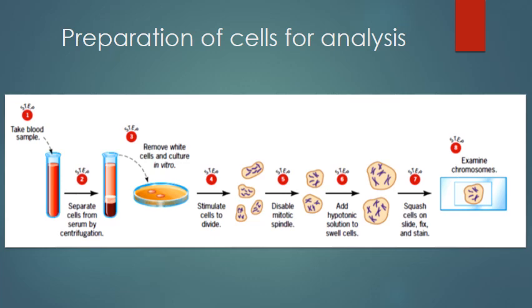Mitotically arrested cells are then swollen by immersion in a hypotonic solution that causes the cells to take up water by osmosis. The contents of each cell are diluted by the additional water, so that when the cells are squashed on a microscope slide, the chromosomes are spread out in an uncluttered fashion. This technique greatly facilitated subsequent analysis, especially when the chromosome number is large.